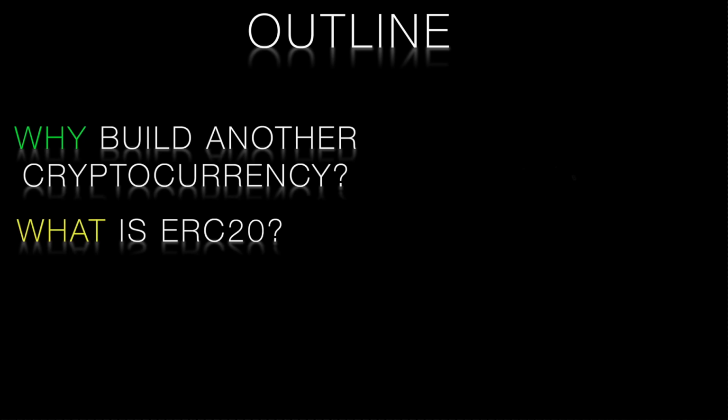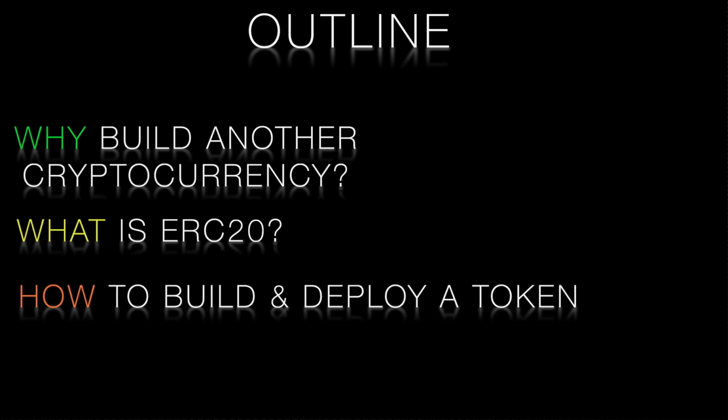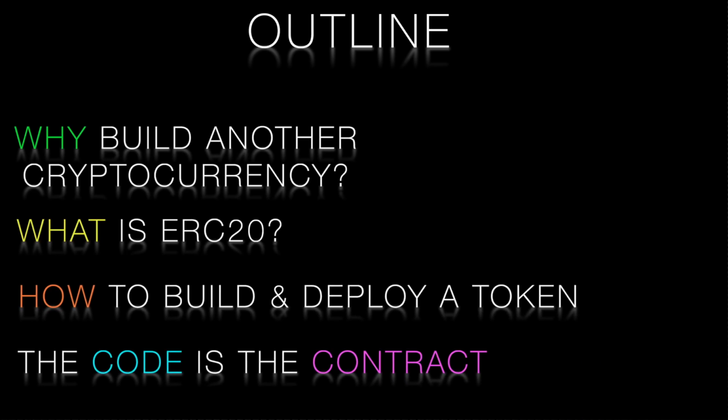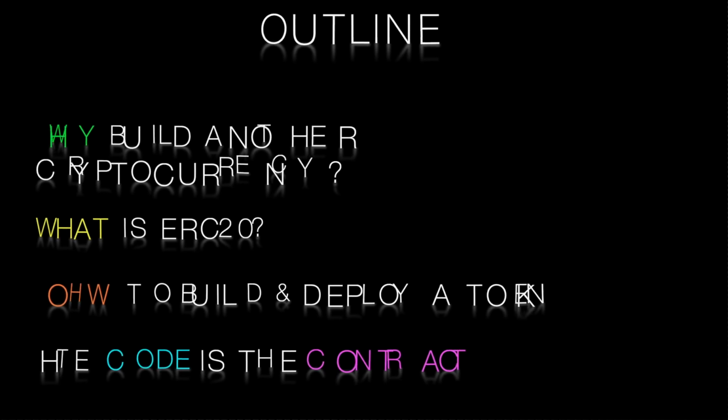We'll then review Lucidate's implementation of an ERC20 token, the Lucy. Finally, we'll look at the smart contracts deployed to an Ethereum network using Etherscan, and we'll review the mantra, the code is the contract, in terms of the token smart contract that we have just deployed. So first, let's discuss why one would want to create yet another cryptocurrency. Surely we have enough already.